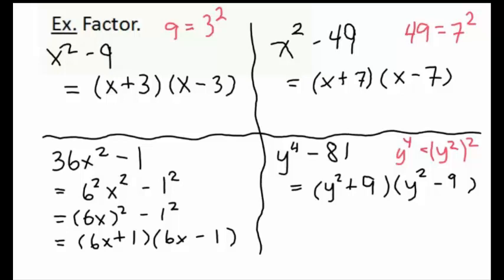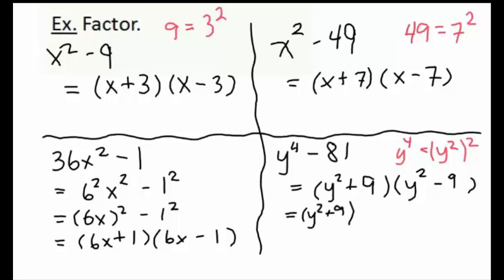But we're not quite done yet. In our first binomial factor, we have y squared plus 9. This is a sum of two squares, not a difference of two squares. So there's no way that we can factor this one any further than what it is right now.